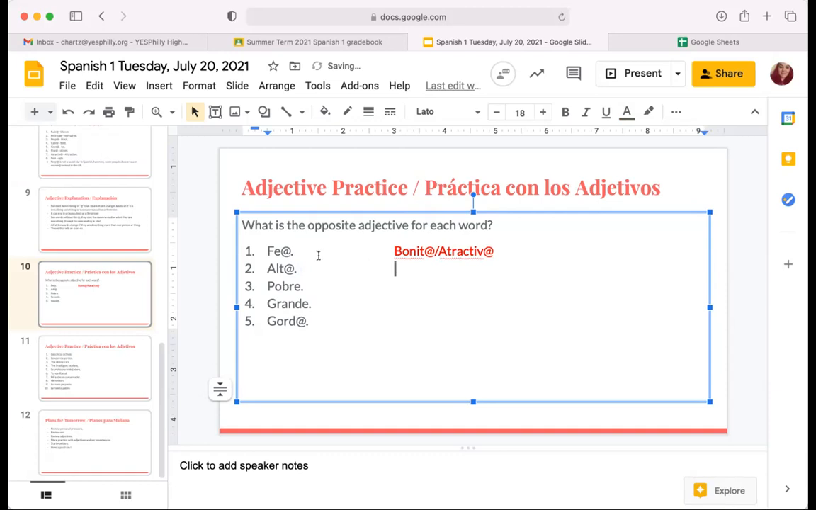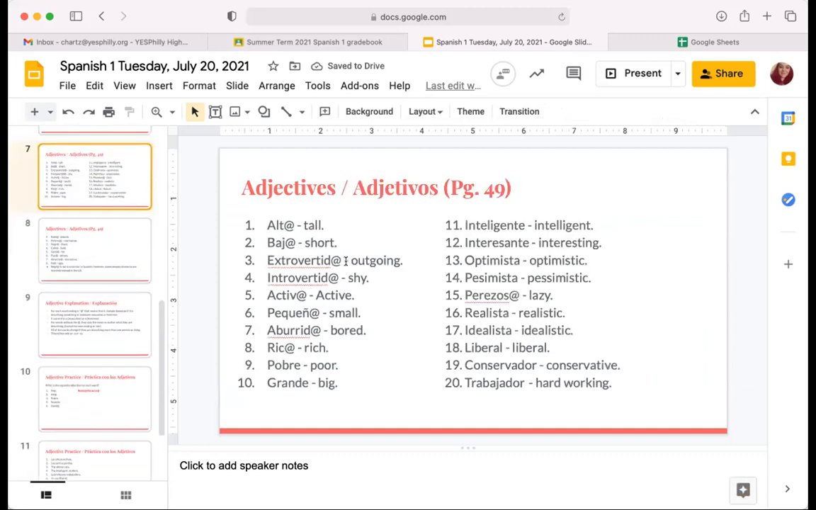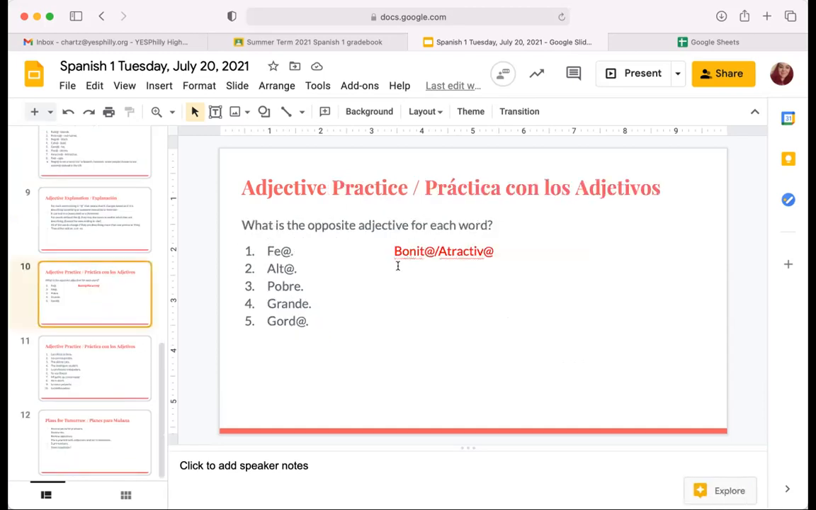Okay. And what about alta or alto? Go back here and see what that means. We're right here. It means tall. So what do you think would be the opposite of that? Tall, little, or corta. Yeah, corta would be fine. That works. Or baja, yep, baja. Bajo, baja, either one.